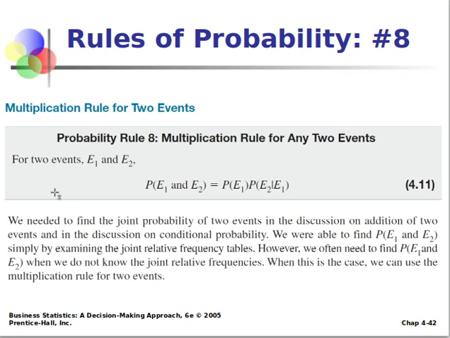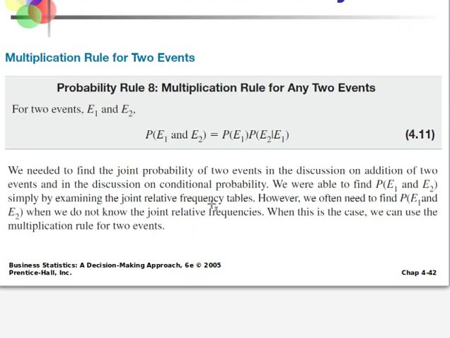Another is rule number 8, the multiplication rule for two events. When do we multiply? Probability rule 8, or multiplication rule for any two events. For two events, E1 and E2, the probability of E1 and E2 equals the probability of E1 times the probability of E2 given that E1 has occurred.